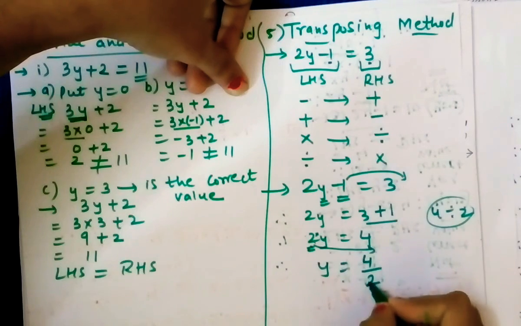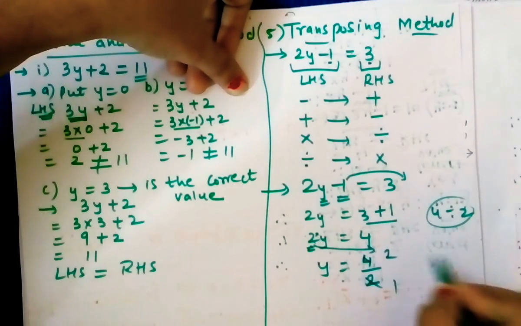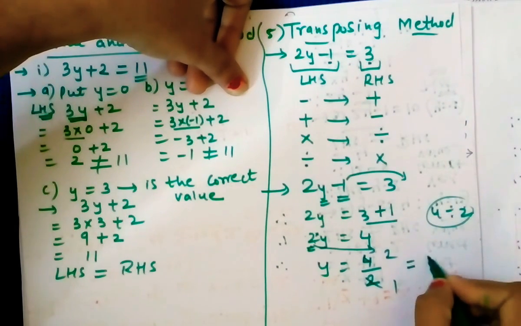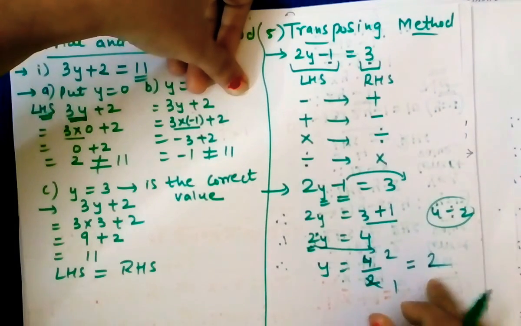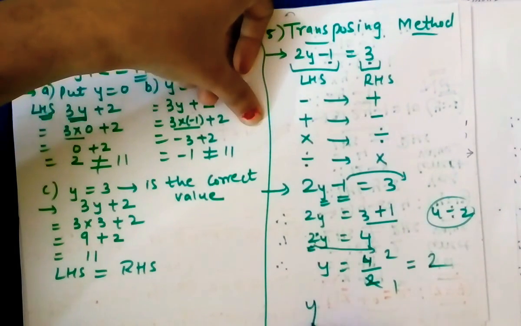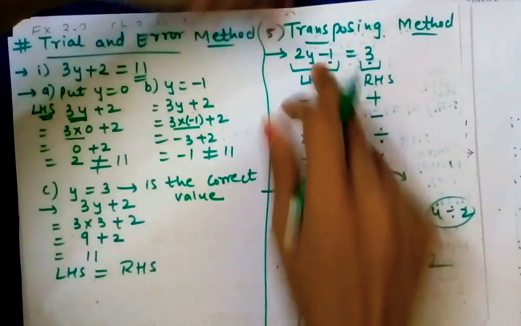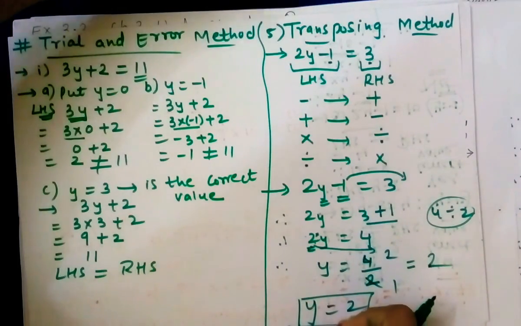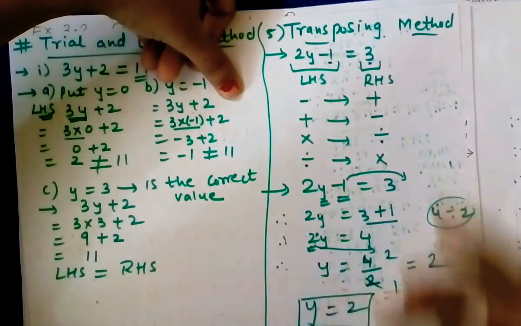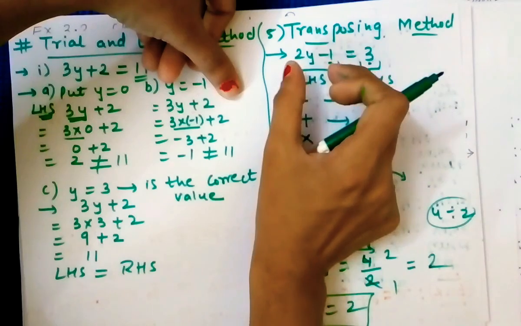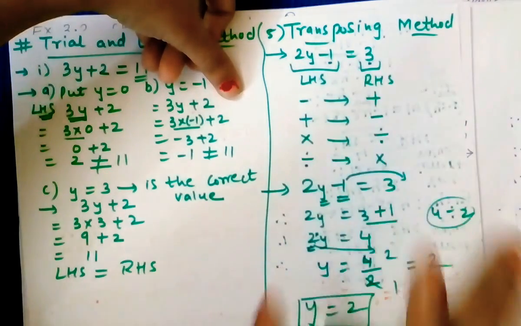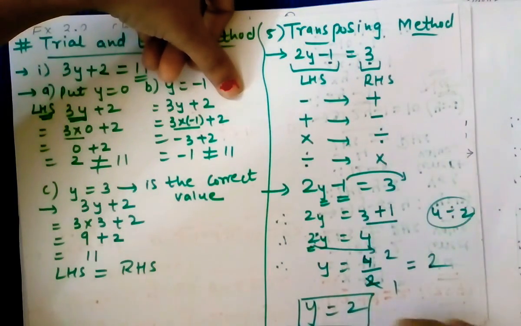Now we can do cancellation. So 2 ones are and 2 twos are. So 2 upon 1 means only 2. So this is our value of y. So what is the value of y? This is the value of y. Y equal to 2 is the correct value of this variable. Now if you want to check whether this is correct or not, put this y equal to 2 in the LHS part and solve it, the answer 3 will come. Okay, so this is always the correct value.